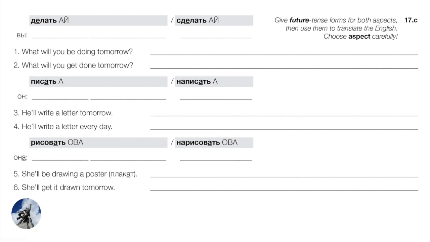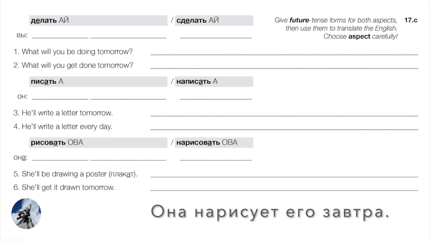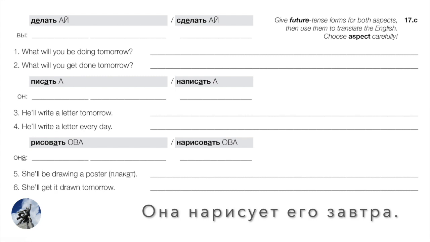So we'll use perfective. Она нарисует завтра. Okay, we're missing our "it." Remember from yesterday, we need его, right? We need the accusative of он, right? Плакат is он, it's masculine. So we need его. Она его нарисует завтра.